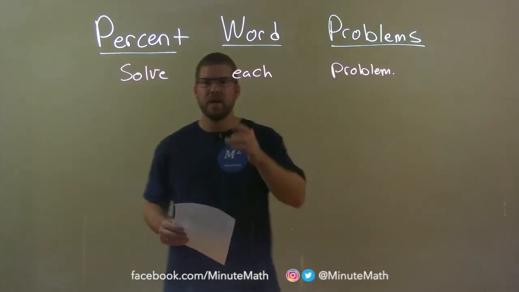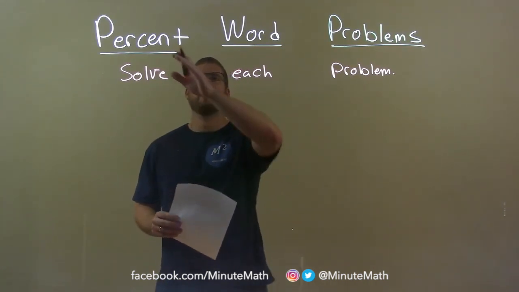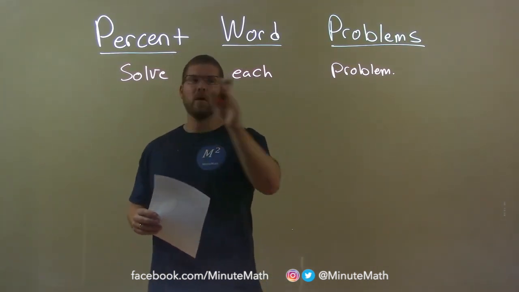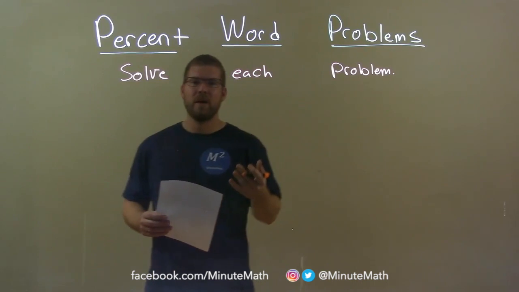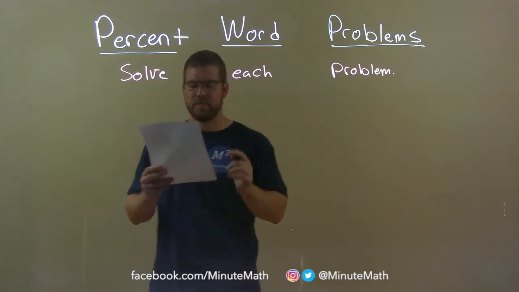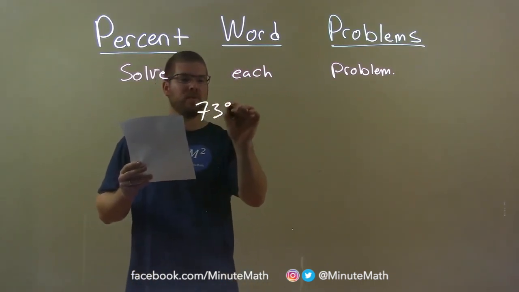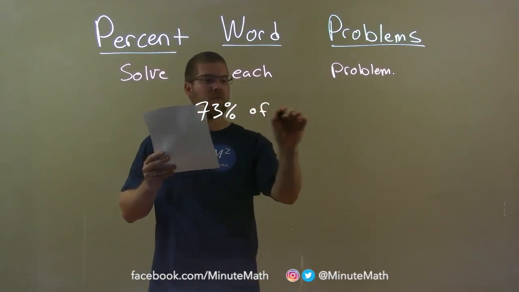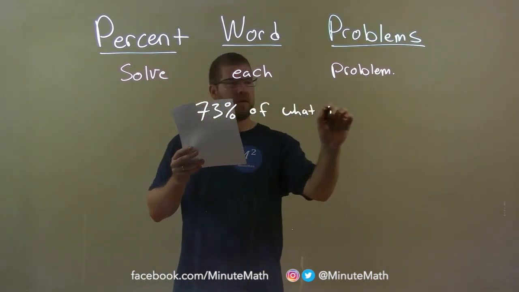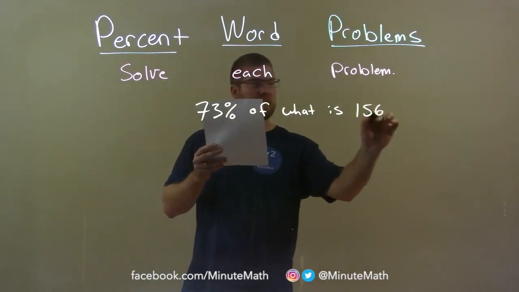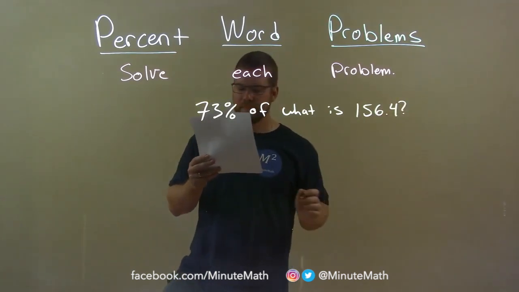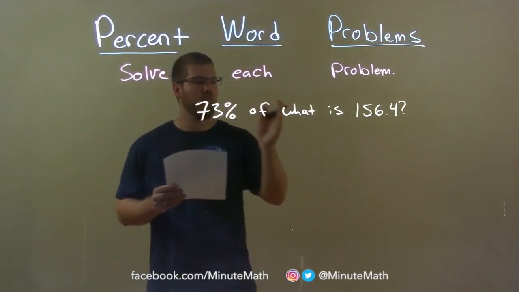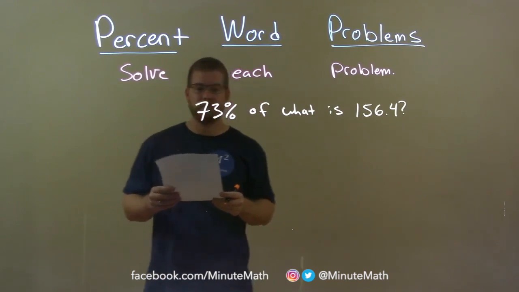I'm Sean Gann, and this is Minute Math. And today we're learning about percent word problems. We're going to solve each problem. So if I was given this problem, 73% of what is 156.4, okay? So 73% of what is 156.4.